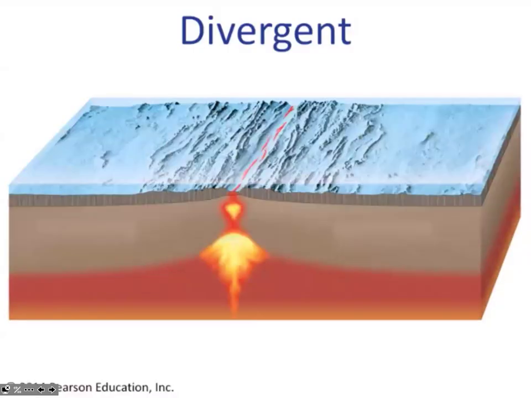We can also have divergence at oceanic ridges. So here's an example of, for instance, the Mid-Atlantic Ridge or the East Pacific Rise, where two plates are moving apart from one another, and that basically, again, triggers decompression melting of the underlying mantle. Magma is produced, and it rises up through those cracks to form new oceanic lithosphere.